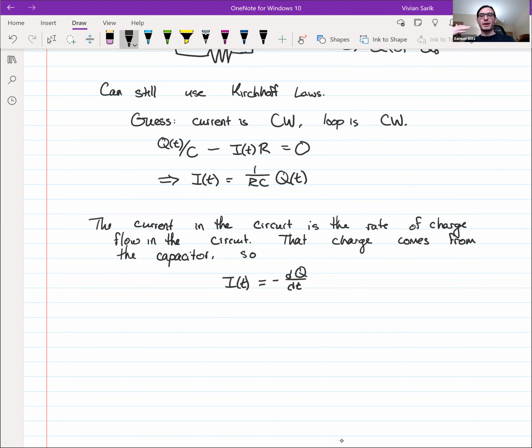The amount of charge on the capacitor tells you how many spare electrons the capacitor has. For every electron that leaves, the rate at which electrons leave tells you two things. One, how much current is flowing through the circuit, because if an electron leaves the capacitor, it has to go through the whole circuit to get back to the other end. But it also tells you how much the total charge on the capacitor decreased by, which is why we get this relationship.